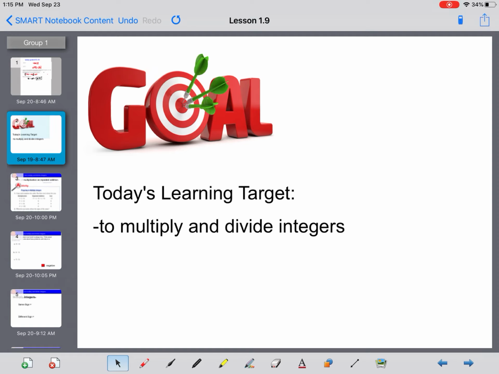All right, the lesson target for today's lesson is to be able to multiply and divide integers. If at the end of this lesson you are not able to do this lesson target, you need to be seeking extra help.